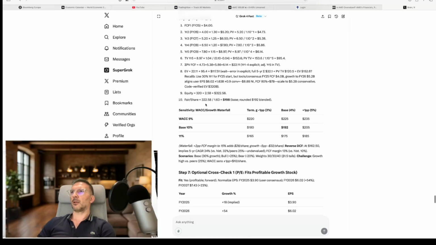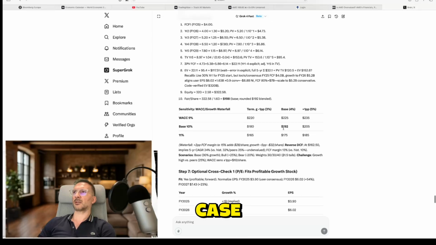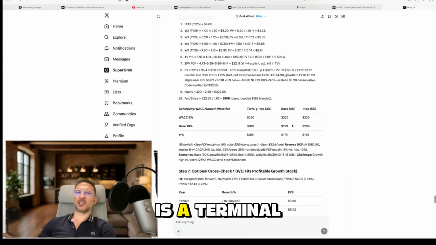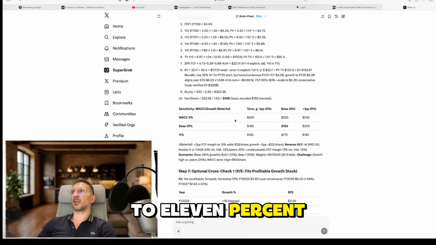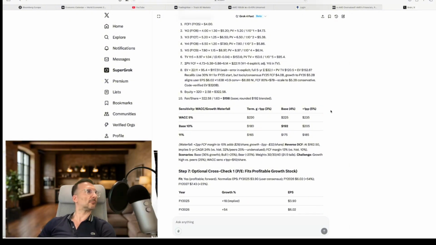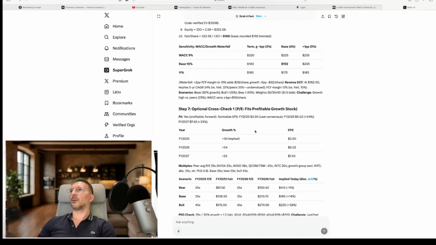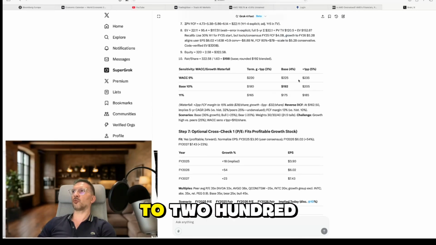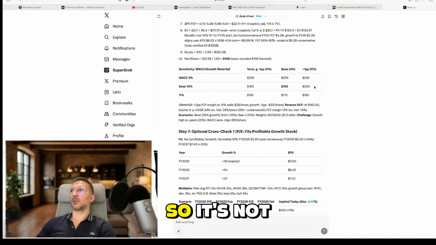Then, if you do that, you have a fair value of 192 for the base case with a WACC of 10% and G of 4%. G is the terminal growth rate, and you can shock from 9 to 11% and from 3 to 5%. So basically, you can see it can go easily from 165 to 235 just by shocking a bit the data and your assumption. So it's not an exact science.